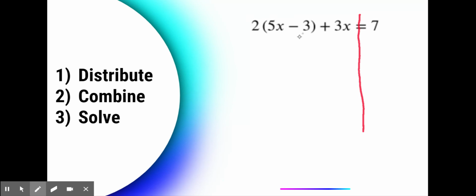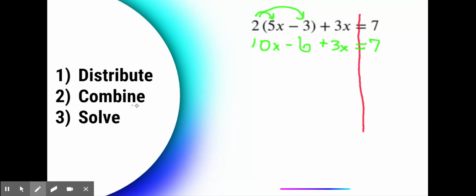So I have 2 times the quantity 5x minus 3 right here. So I'm going to do 2 times 5x, which is 10x, and then 2 times negative 3, which is negative 6. I'm going to copy the plus 3x. I'm going to copy the equal sign. Don't lose your equal sign, and I'm going to copy the 7.